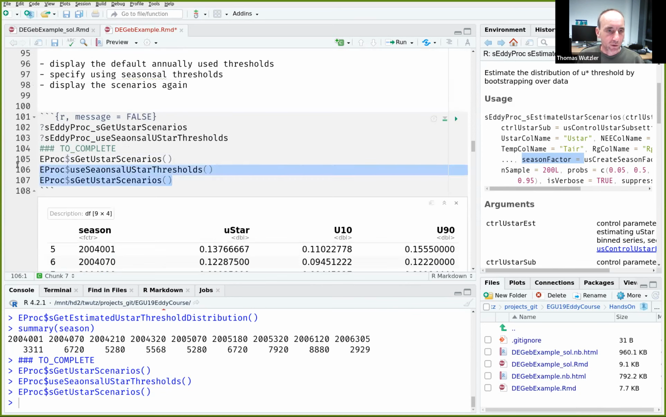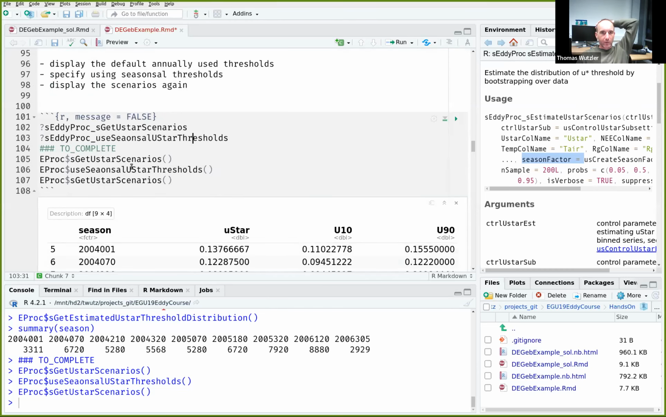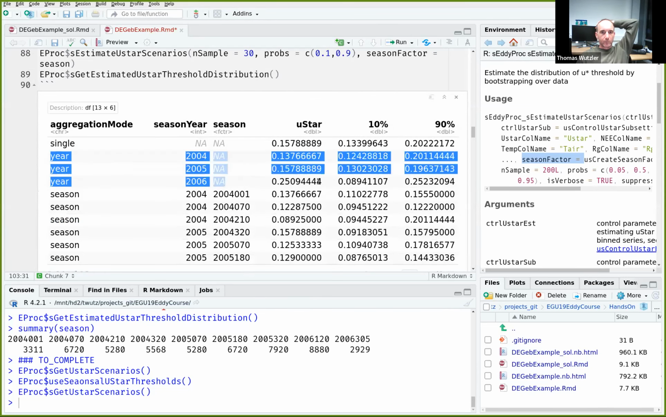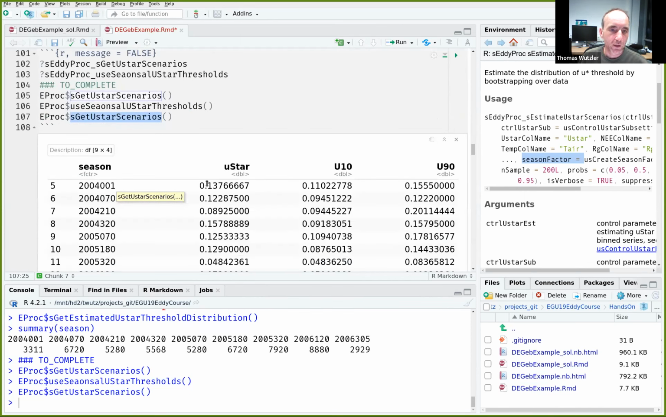So I paste this to the chat. So to repeat, even if you specify the seasons, REddyProc by default uses the annual threshold. And these are here, so it aggregated the different seasons to one value across the year. But we actually want to use the seasonal values because we know that the roughness is changing at these points in time. And this is done by telling REddyProc this method. And when you then ask REddyProc which scenarios it uses, it gives a different result. It gives the seasonal value.